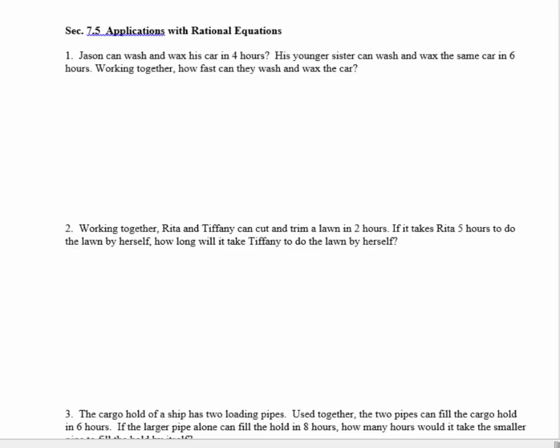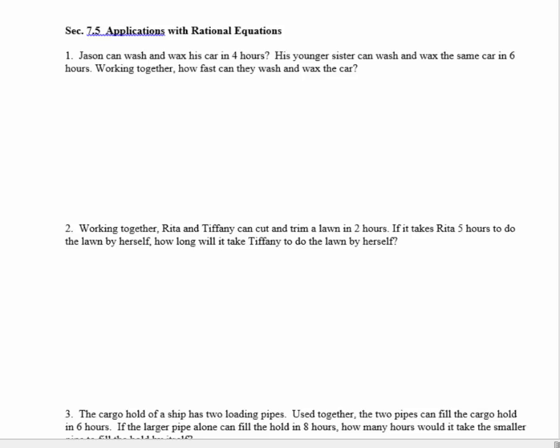Number 1. Jason can wash and wax his car in 4 hours. His younger sister can wash and wax the same car in 6 hours. Working together, how fast can they wash and wax the car? Well, logically, it should be less than 4 hours. And the reason why is because if Jason can do it alone in 4 hours, why would he want his sister helping him if it takes him longer? So working together should be less than 4 hours.